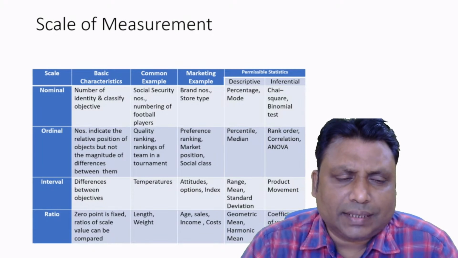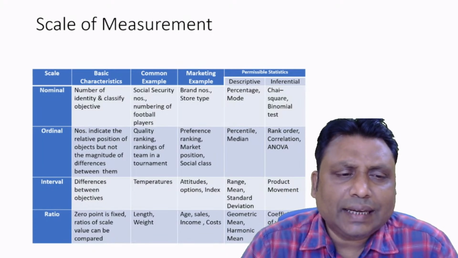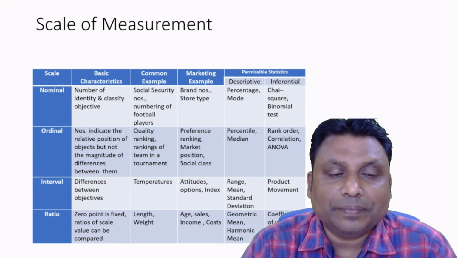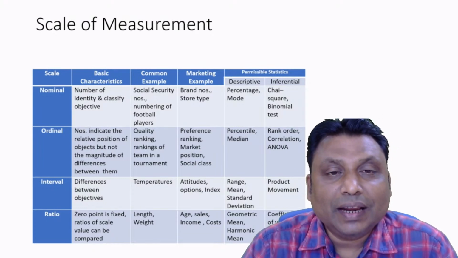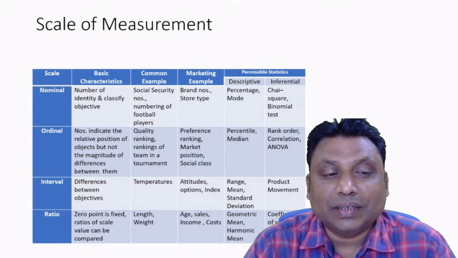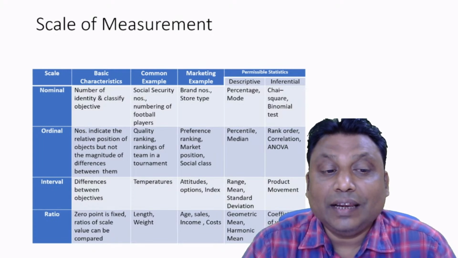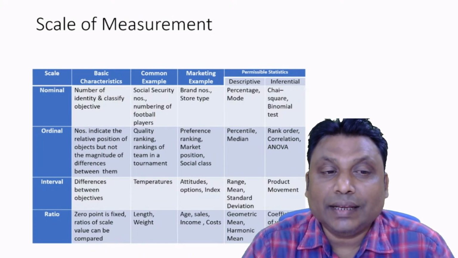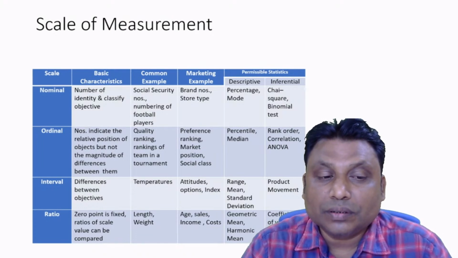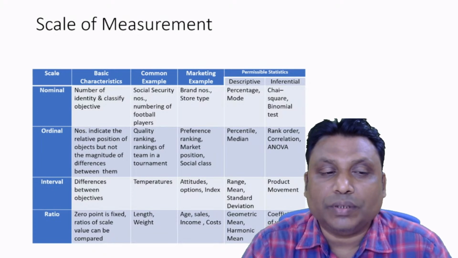Similarly, in ordinal cases, the numbers indicate the relative position of the objects but not the magnitude of difference between them. In ordinal cases, what happens? When we are collecting the information, in the relative position, we can use these techniques for the purpose of the behavior of the objects.